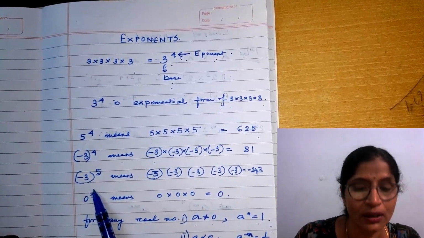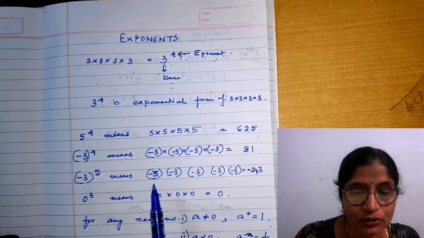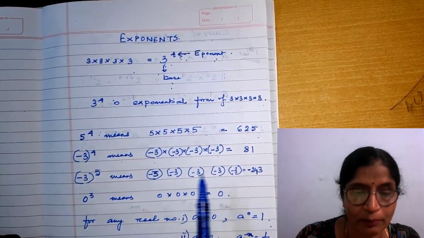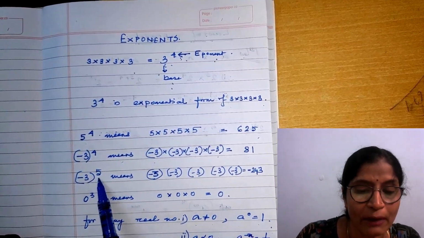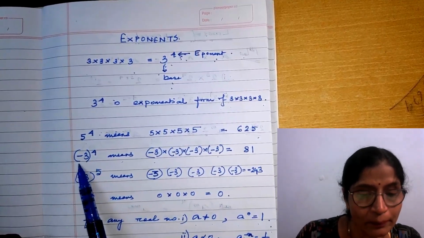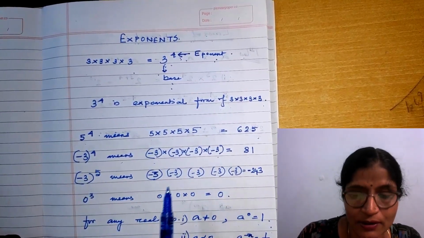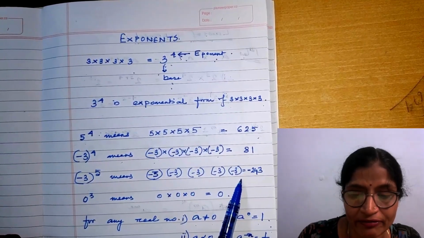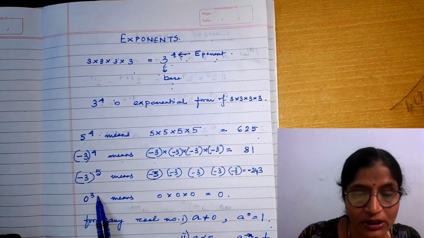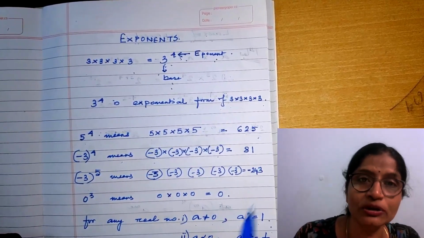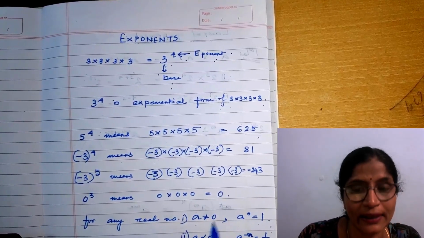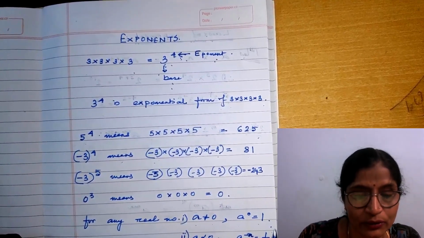Now minus 3 to the power 5. So that is equal to what? Minus 3 multiplied 5 times, because here the power is 5. When the power is 5, it is multiplied 5 times. When the power is 4, the base is multiplied 4 times. So here it is multiplied 5 times, then it is equal to minus 243. And 0 to the power 3 is equal to 0, or 0 to the power 4, then also it is equal to 0. Why? Because 0 multiplied any number of times is equal to 0.